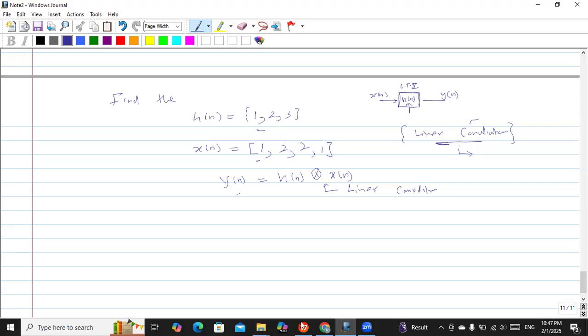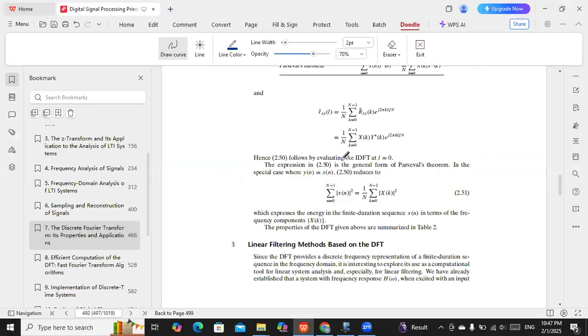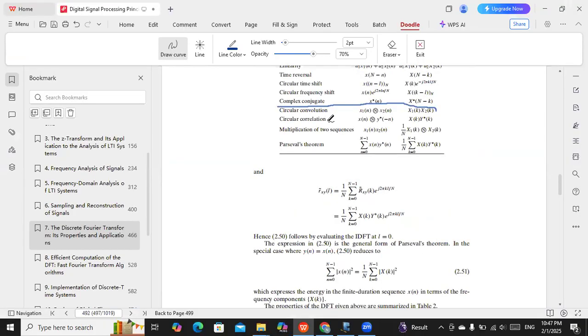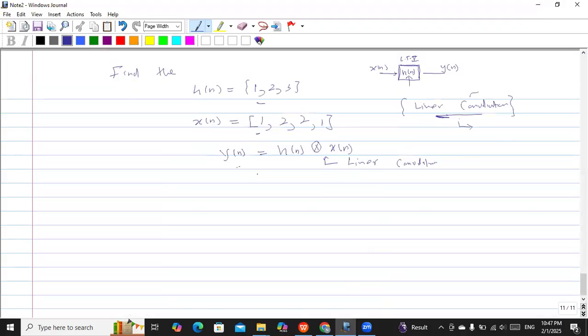But our question said that we need to use DFT and IDFT. That means they asked us to use this property. This circular convolution property may also be applied to linear convolution. We assume that, because linear convolution is not there, so definitely it should be the same. So now you need to apply DFT and IDFT.